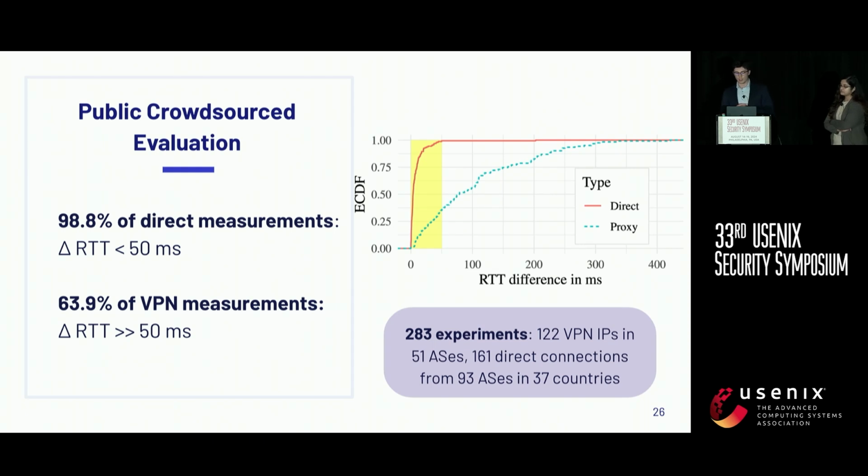Next, we're going over the public crowdsourced measurements. We found that in 98.8% of the direct measurements, the difference in RTT is less than the 50 millisecond threshold, and in approximately 64% of the VPN measurements, the RTT difference was over the 50 milliseconds.